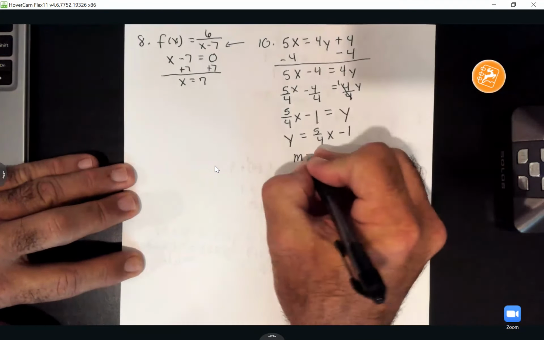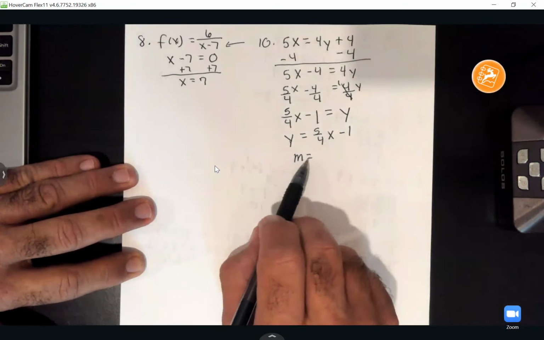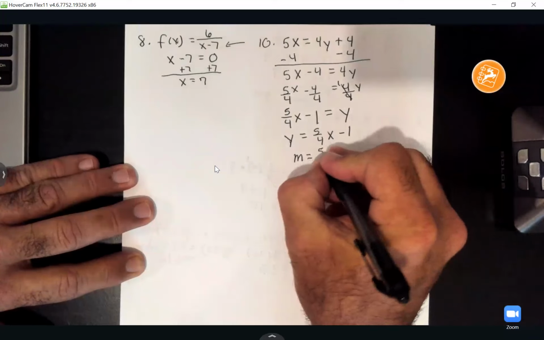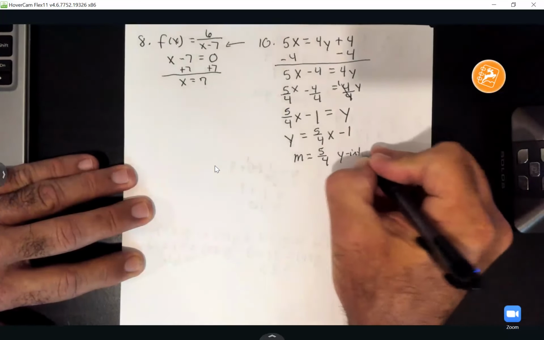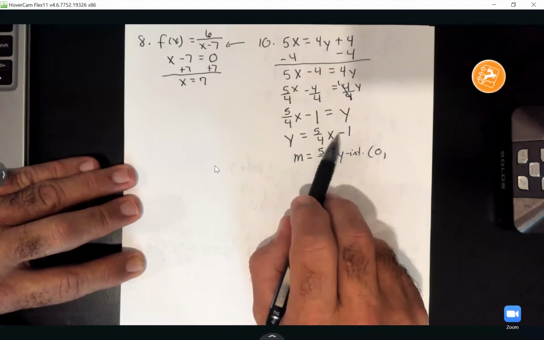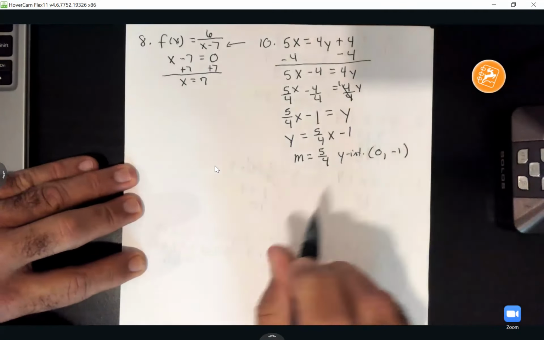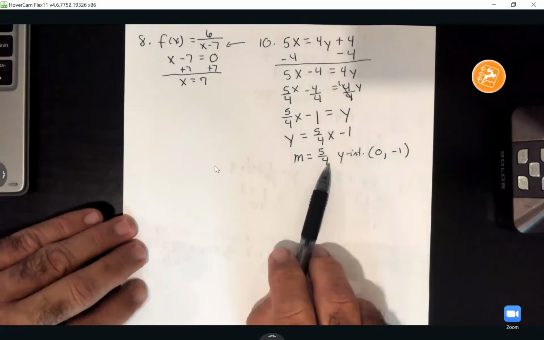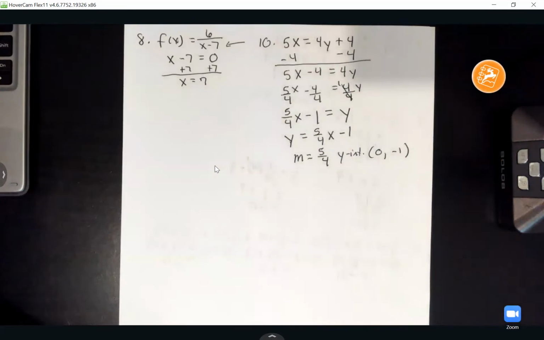So my m is my slope. My slope's in front of that x. So my slope is going to be the 5/4. My y-intercept is going to be 0, comma, whatever number's at the end. And that is a -1. So in MATLAB, we got to put 5/4, and then we got to put in our -1 on that y-intercept.